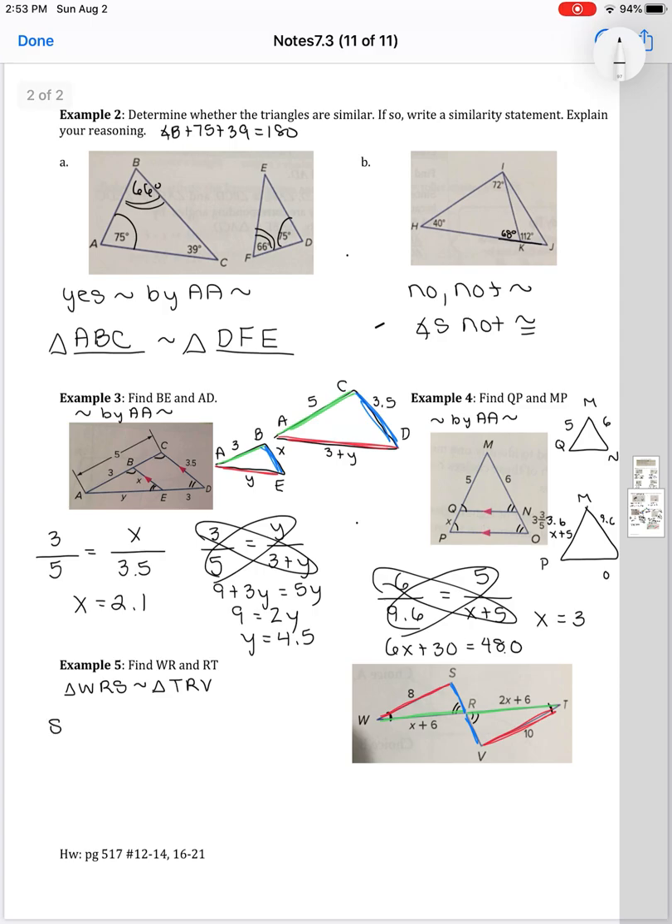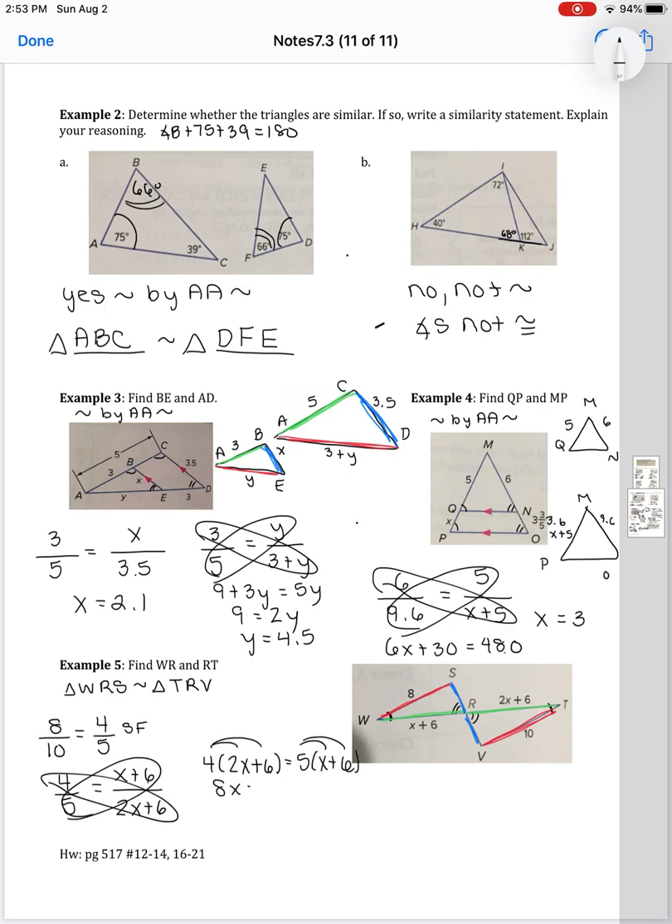And then you ask yourself, okay, which two match up that have nothing that deals with letters? So I'm going to go with the 8 and the 10, which they're both divisible by 2. So I'm going to reduce that to 4/5. And there's my scale factor. So that's my SF. So I'm going to do 4/5 equals, and now I'm going to do my reds, x plus 6 and 2x plus 6. Cross multiply. You're going to have to distribute both sides. So you get 8x plus 24 equals 5x plus 30. 3x equals 6. So x is 2.